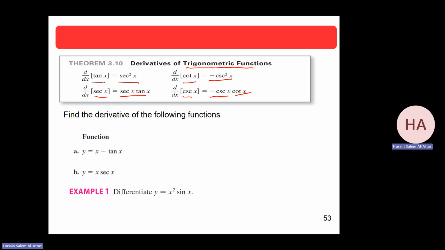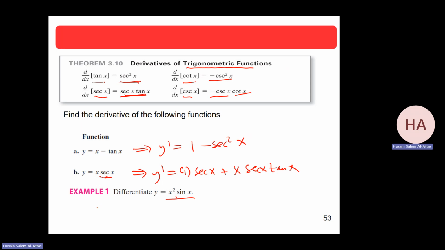to find the derivative. So it will be the derivative here, y prime: derivative of x is 1, derivative of tan is secant square. That's it. Here I have product rule. So derivative of the first is 1 times the second plus the first times derivative of secant. What's the derivative of secant? Secant tan, secant x tan x. That's it. Yeah, this one actually we can do it in 3.2, but it's okay.